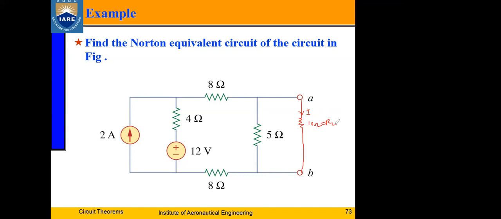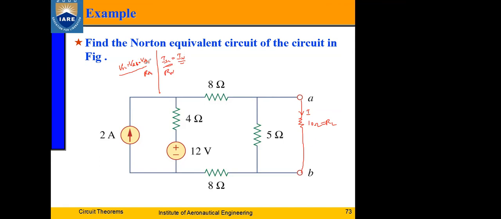So what has to be done first? What are the things we have to find? We found VTH and RTH in Thevenin's theorem, right? Similarly, what do we have to find here? ISC, which is equal to IN. This was VOC, the open circuit voltage or VAB. Whatever we write, open circuit voltage or AB voltage, that is equal to VThevenin. Now, we can get the value of IN by getting the short circuit current across these terminals. And the second thing we need to find is RN.